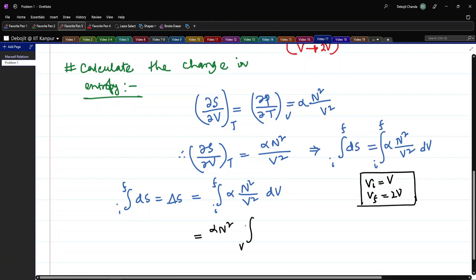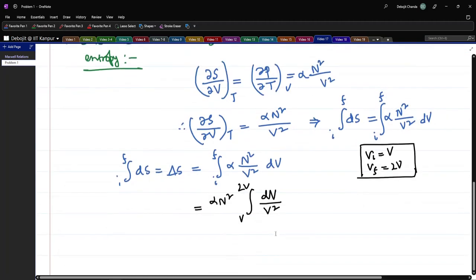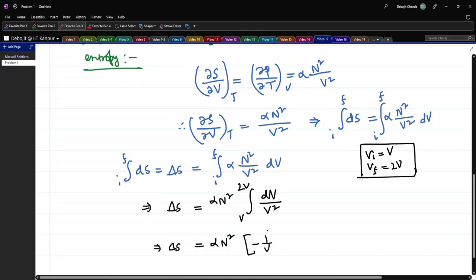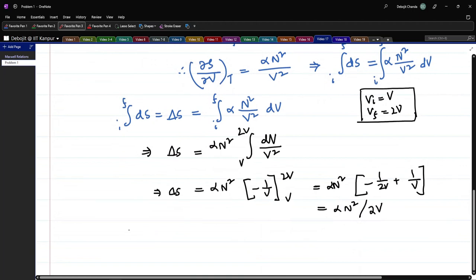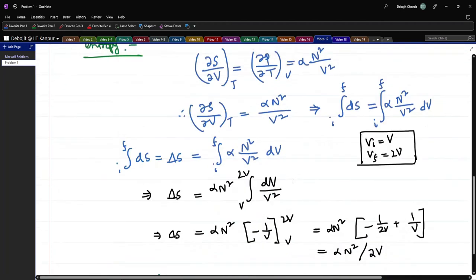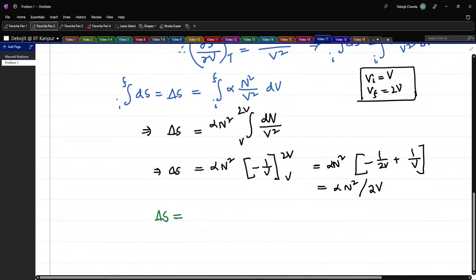Alpha n square is constant, from V to 2V, dV by V square. We should get alpha n square times minus 1 by V from V to 2V. So this will be alpha n square times minus 1 by 2V minus of minus 1 by V, which gives plus 1 by V. So this will be alpha n square by 2V. Okay, so delta S for isothermal expansion, where the equation of state is given by P equal to alpha n square T by V square, is equal to alpha n square by 2V.